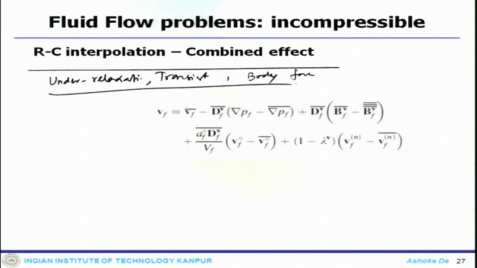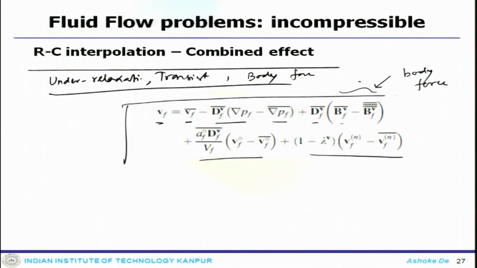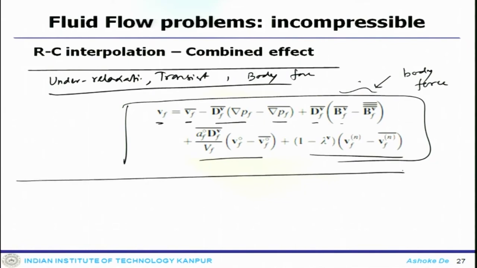So, then the surface vector Vf is the average dFb delta Pf minus delta Pf ground bar dFb. This is the term which will come due to the body force term, and then these contributions are there. So, this is how one can look at the interpolation scheme in this kind of system. Now, having said that, that pretty much takes care of the discussion on the incompressible flow.